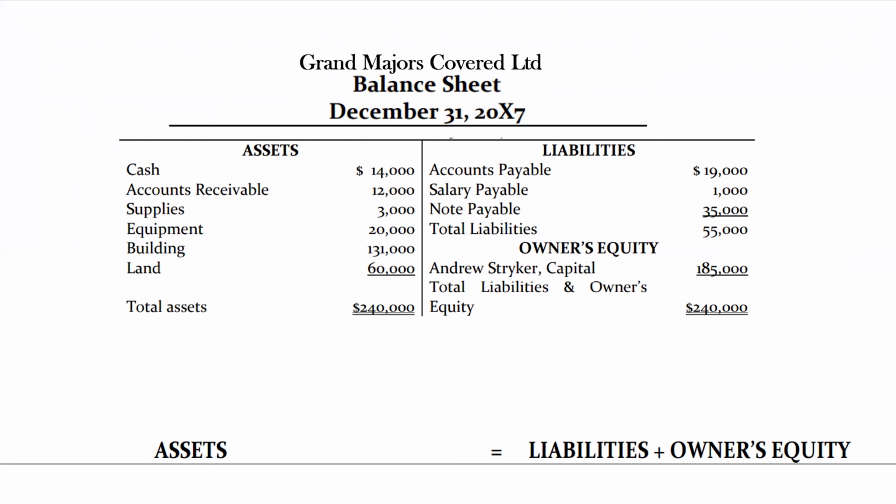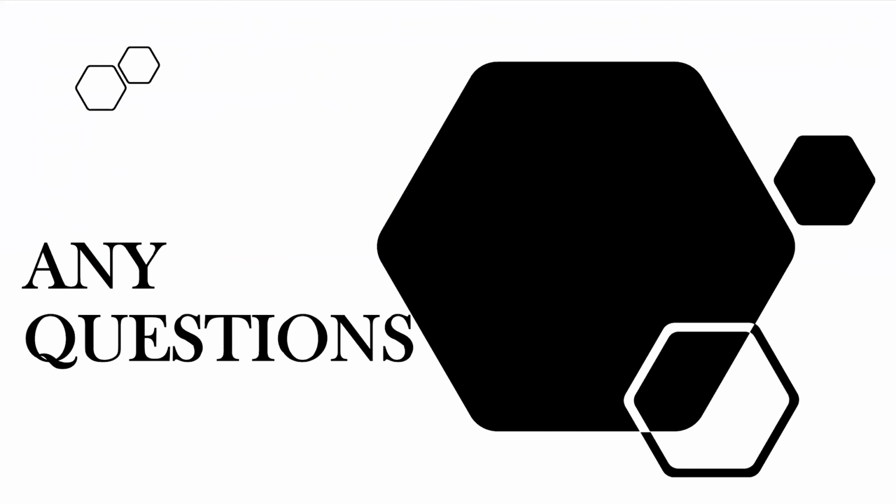We would have done all that was required of us, which is the income statement, the statement of owner's equity and our balance sheet.